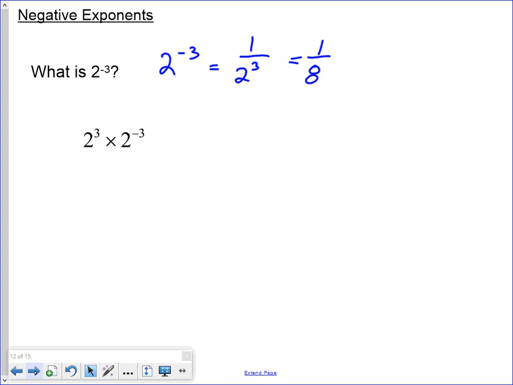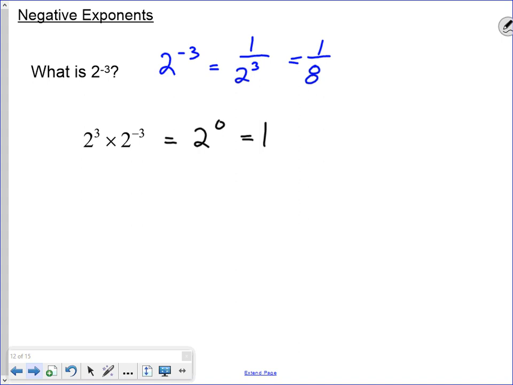Now, how can we see that this is correct, or have confidence when I tell you this? Let's look at a little expression like this: 2 to the 3 times 2 to the negative 3. If we apply the exponent rules that we've just been looking at, we're going to keep the base. We're going to add our exponents to get an exponent of 0. So this has to equal 1. 2 to the exponent 3 times 2 to the negative 3 must equal 1.